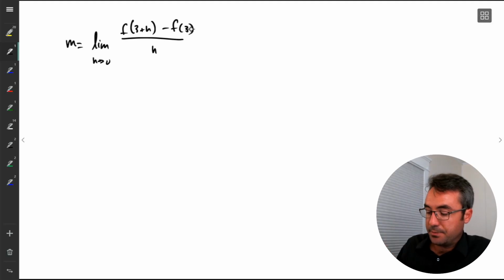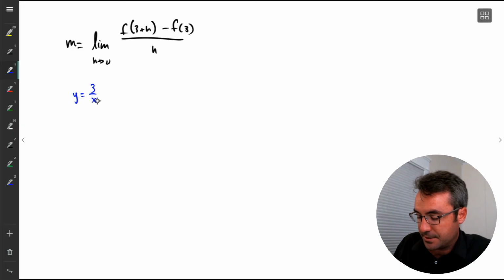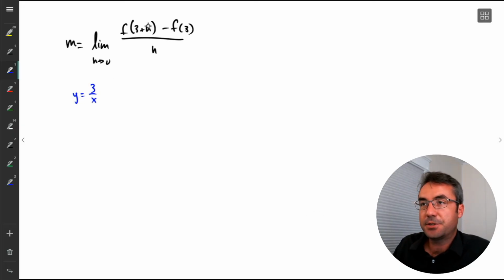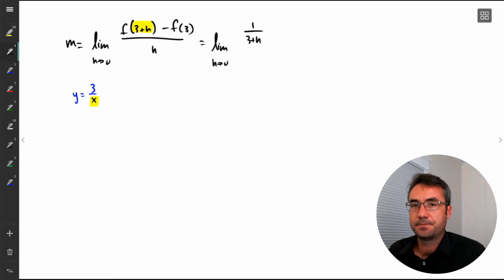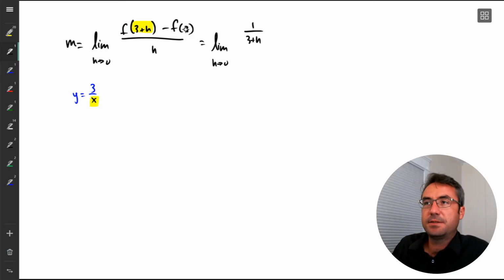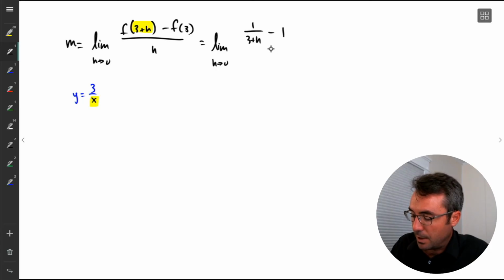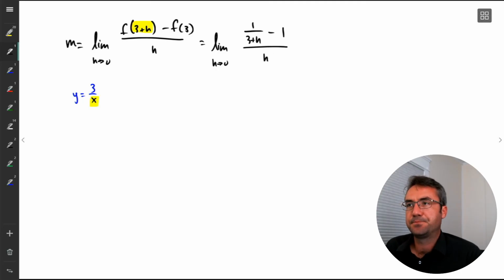All right, so now let's actually plug into our function. What was our function? Well, it's y equals 3 over x. So let's take this value here, 3 plus h, and substitute that in wherever we see an x. When I do that, I'm going to get 3 over 3 plus h. And then same thing here: let's take just 3, throw it into this function, and I get 3 over 3, so I get minus 1. And then all over h.